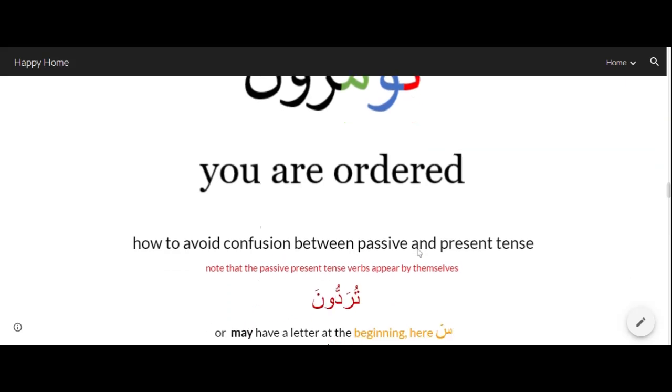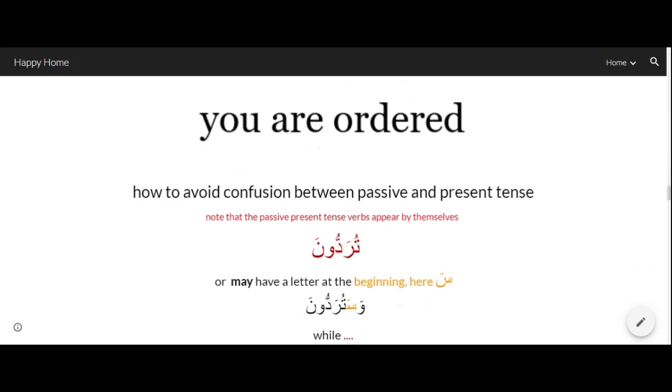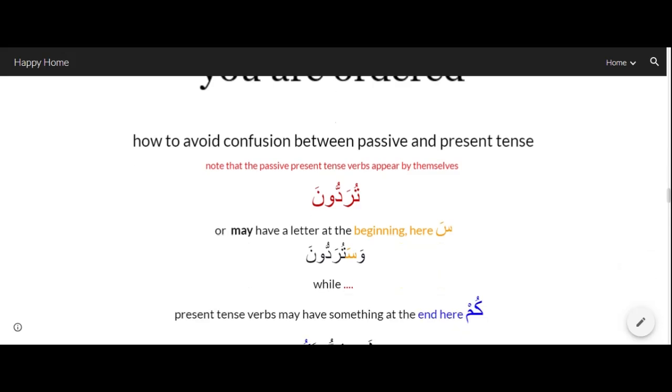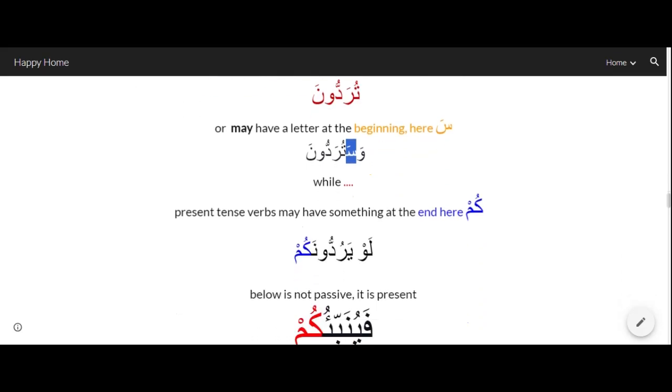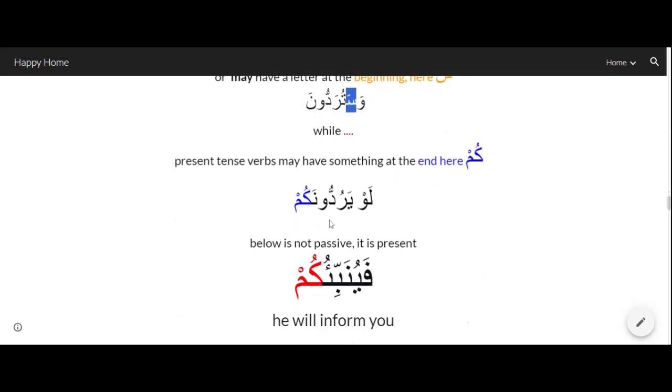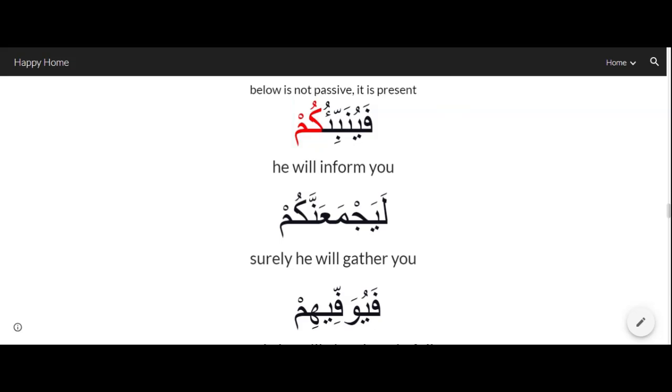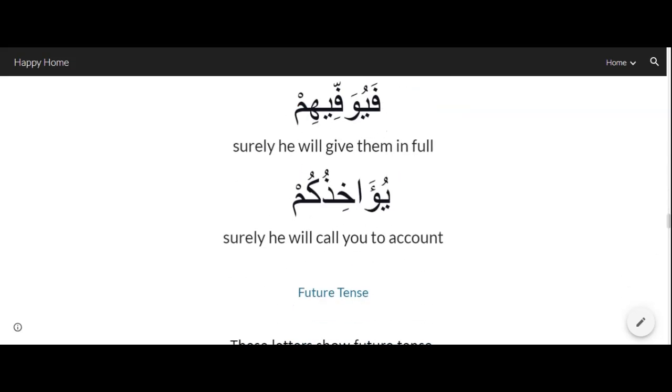Now here is a short key on how to avoid confusion between passive and present tense. Passive present tense words usually appear by themselves or they may have a small letter in the beginning, while present tense verbs mostly will have something at the end. Here it is kum, here it is kum, okay, kum, here it is hum.